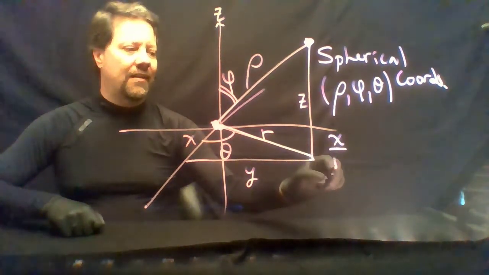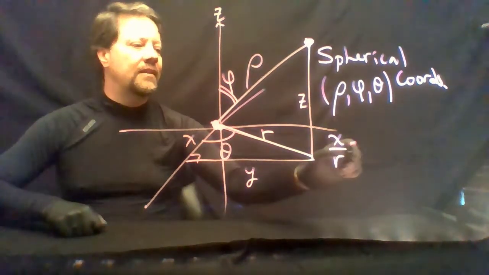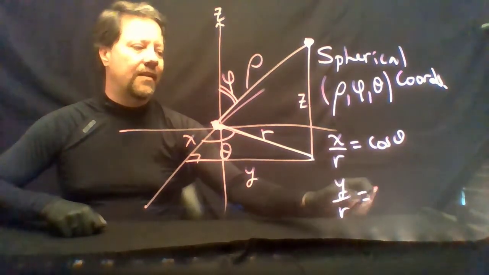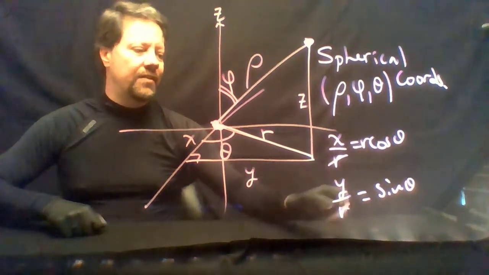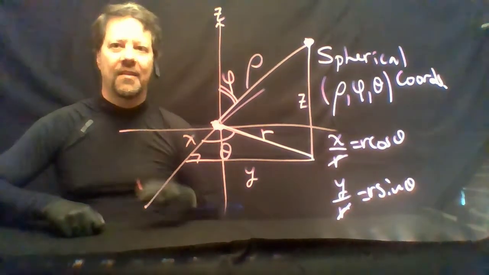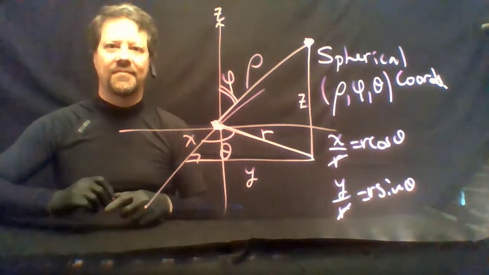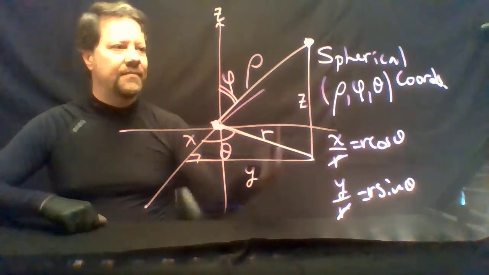X divided by r is adjacent over hypotenuse of a right triangle. That's cosine theta, and y divided by r is sine theta. We can move the r's over. But we need to get rid of these r's. We'll do that using the following relation.